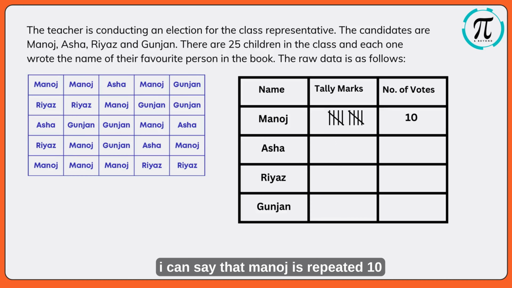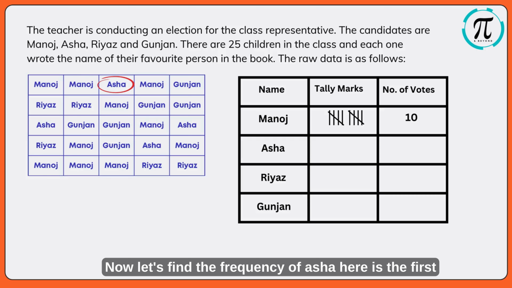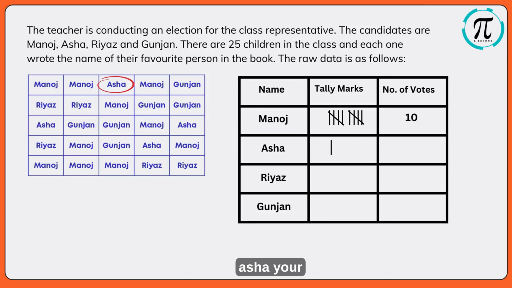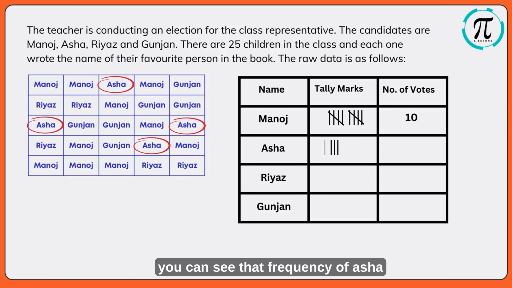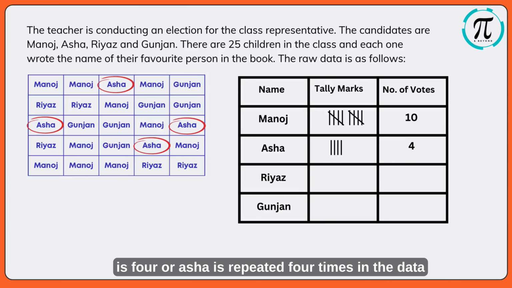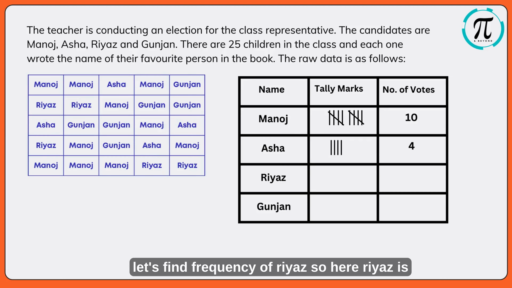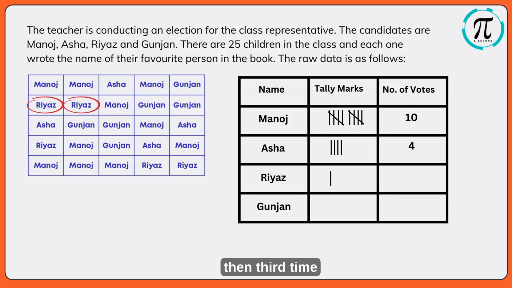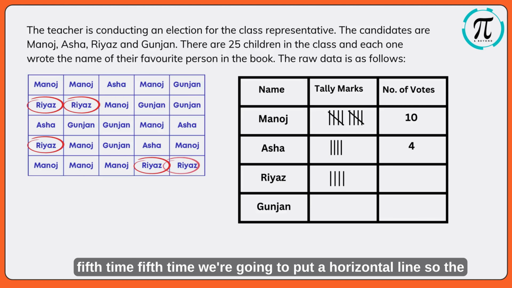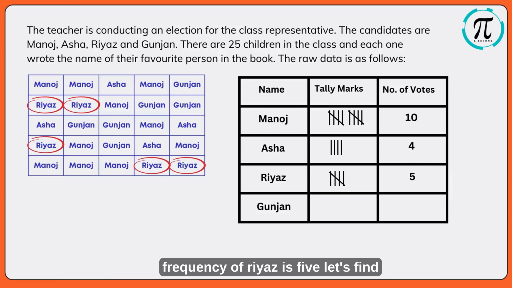I can say that Manoj is repeated 10 times in the data, or simply put, the frequency of Manoj is 10 in this data. Now let's find the frequency of Asha. Here is the first Asha, the second Asha, then the third Asha, then the fourth Asha. So you can see that the frequency of Asha is 4, or Asha is repeated 4 times in the data. Now let's find the frequency of Riyaz. Here Riyaz is repeated first time, second time, third time, fourth time, and fifth time. For the fifth time we put a horizontal line. So the frequency of Riyaz is 5.